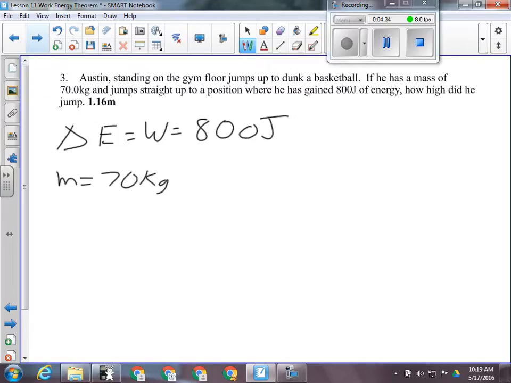All right, what kind of energy is changing about Austin when he's jumped? Yeah, his potential, and yes, his kinetic energy changes on the floor. He's going to have to generate some speed, but we're only talking about how high he jumped. When he's at his maximum height, how fast is he going?